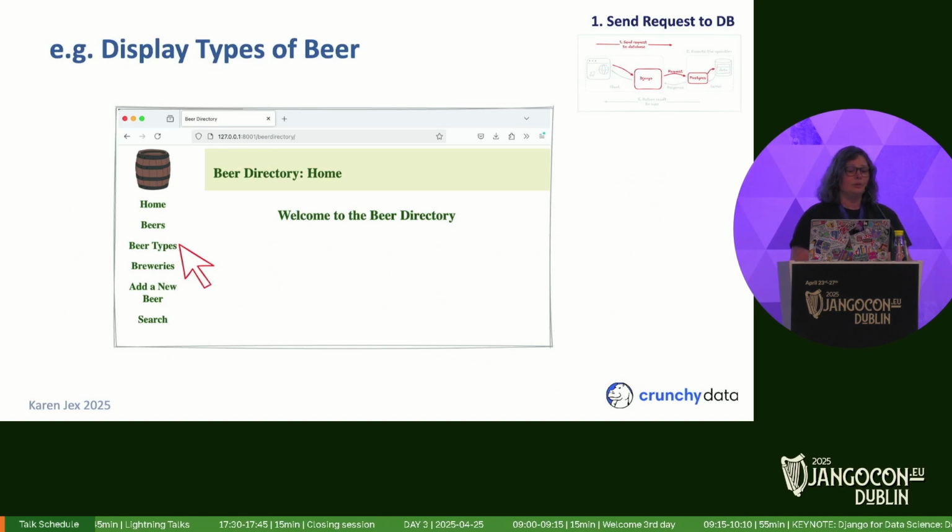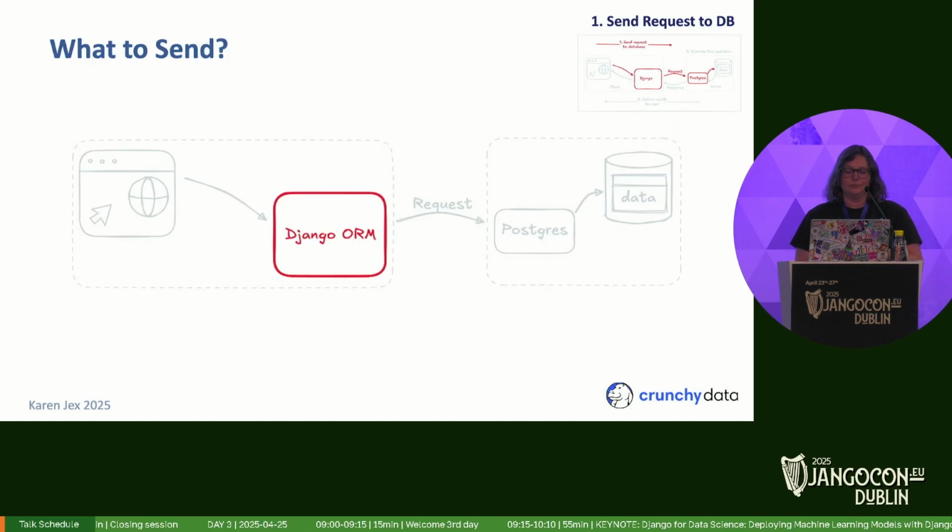So as an example, we're going to open the beer types page. For the page to open and display the types of beer, we need to figure out what request is actually going to be sent to the database, what query is going to be sent to the database. So unless you're exclusively using custom SQL queries, which I doubt, then this is where the Django ORM obviously comes into play.